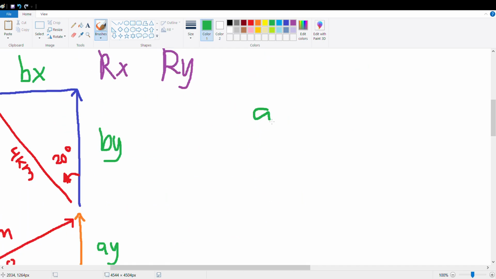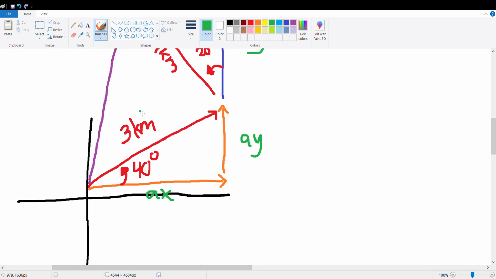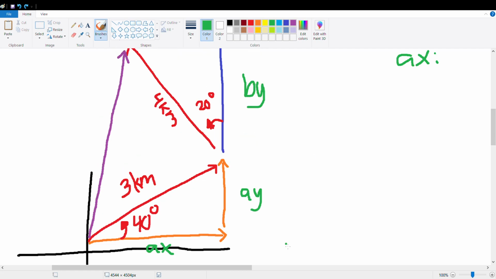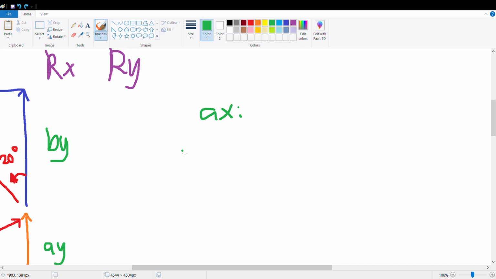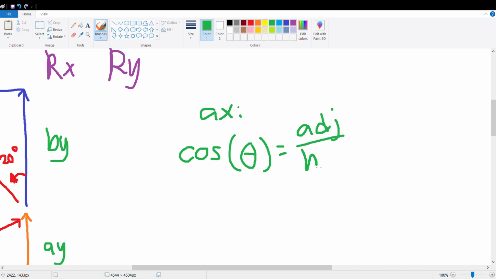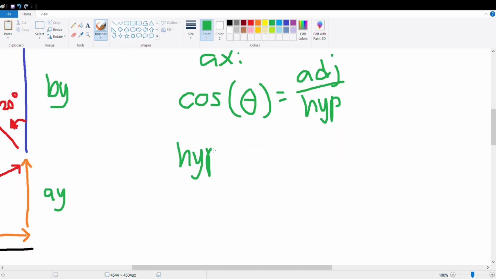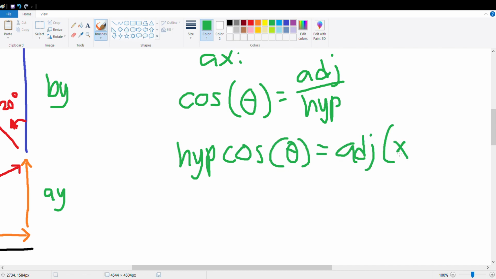So we are going to start with Ax. As you know, we already have 3 kilometers, which is the hypotenuse, and then 40 degrees. So all we need to do is find this, which is the adjacent. So how do we find that? You basically use the trigonometric functions. So cos for Ax. So cos theta equals adjacent over hypotenuse. Or you can just do hypotenuse cos theta equals adjacent, where adjacent is going to be Ax.